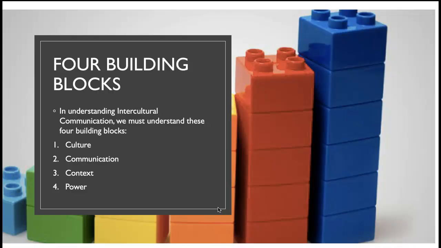Your textbook also talks about the four building blocks in understanding intercultural communication. The first one is culture, the next one is communication, the third one is context, and the last one is power. We're going to spend a bit more time talking about culture, just because culture is such an important concept, and people sometimes think of culture as just something external from themselves. Like for instance, culture is all about food, or culture is all about traveling to a different country, or culture is about something that's different than themselves.